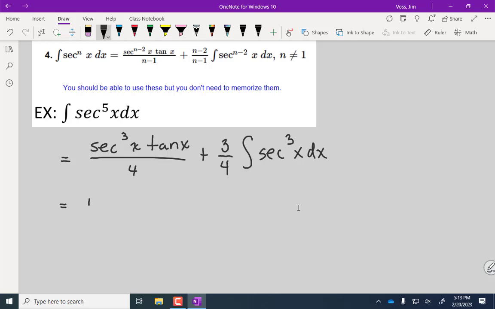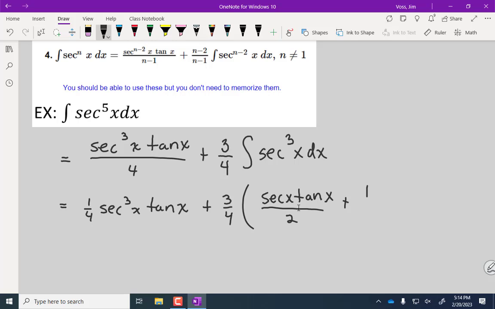So we're going to just repeat. Secant cubed, we'll put this 3/4 out in front. Secant cubed becomes secant times tangent divided by 2, plus 3 minus 2 over 3 minus 1. And what's left in here? Secant.